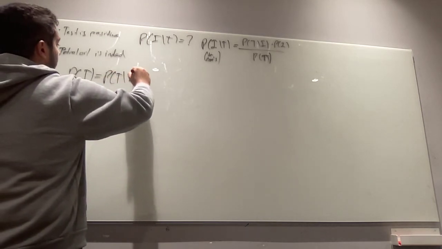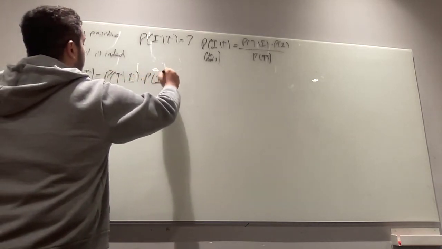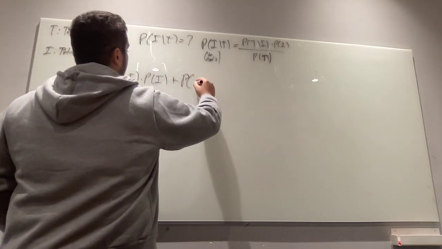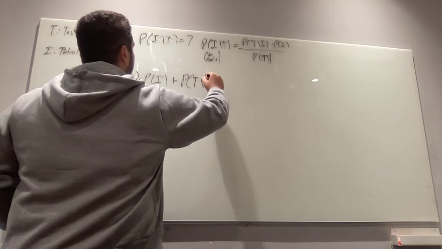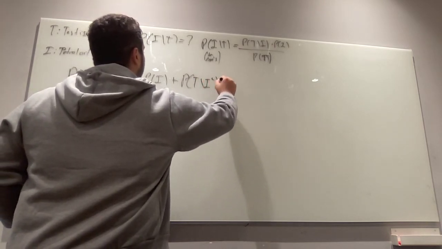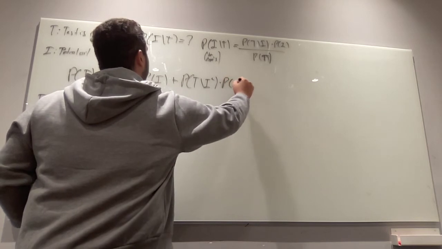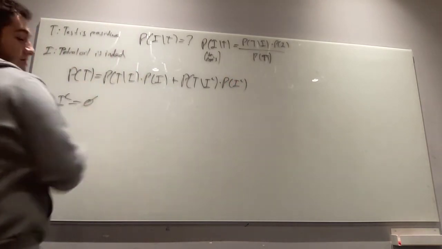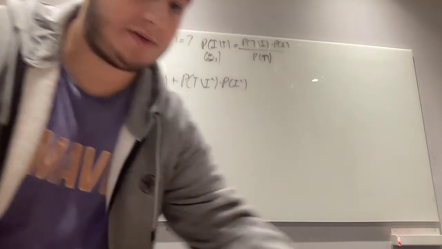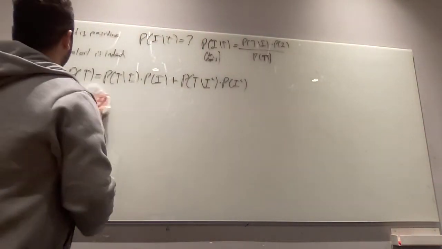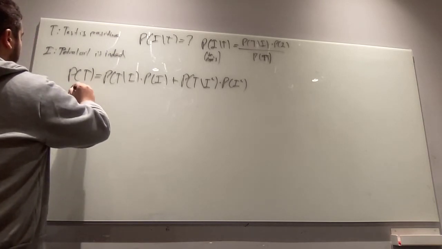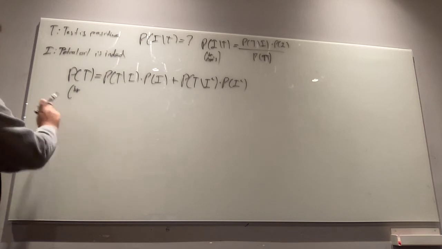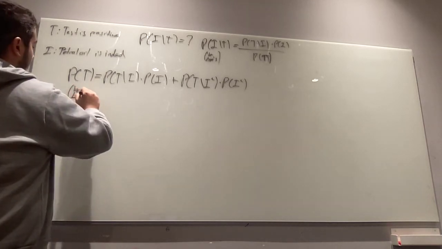Probability of T given I times probability of I, plus probability of T given I complement times probability of I complement. I will delete here, but it's better to be written in the exam paper as the law of total probability.